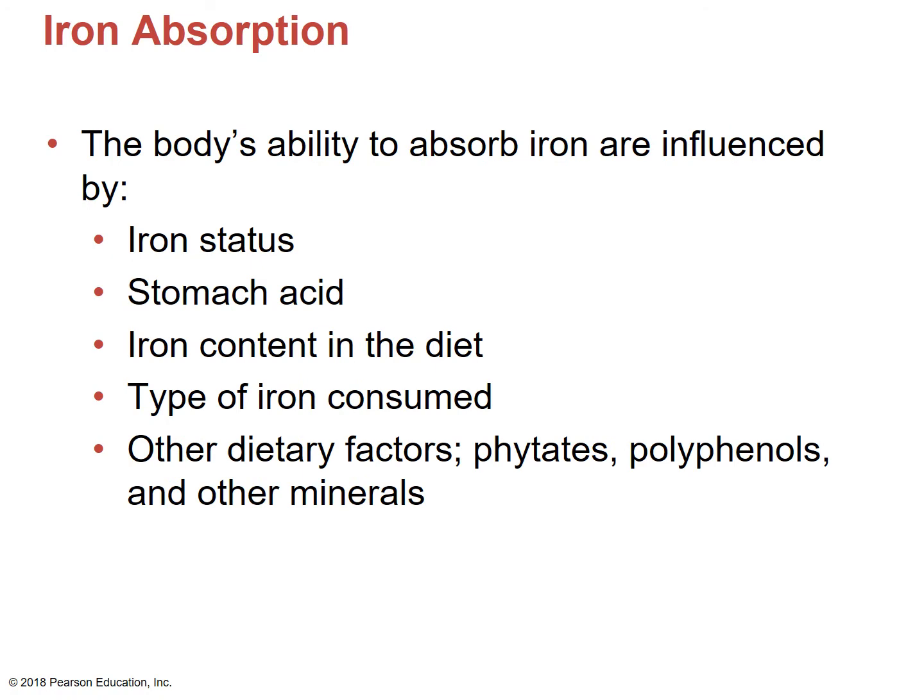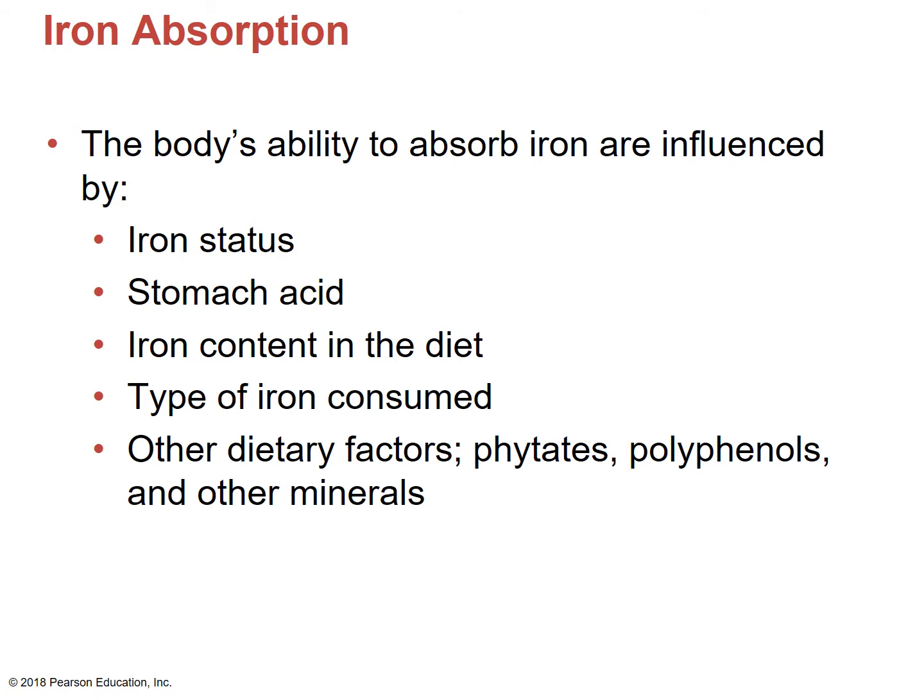Iron absorption. A person's ability to absorb iron from the diet is influenced by the following factors. Iron status. When iron stores are high, the amount of iron absorbed in the diet is low. However, iron absorption rates are higher in people with poor iron status, such as those with iron deficiency, pregnant women, and people who have recently experienced blood loss.